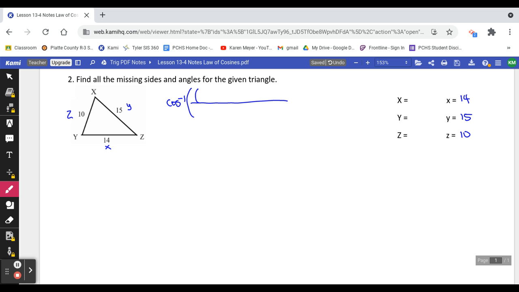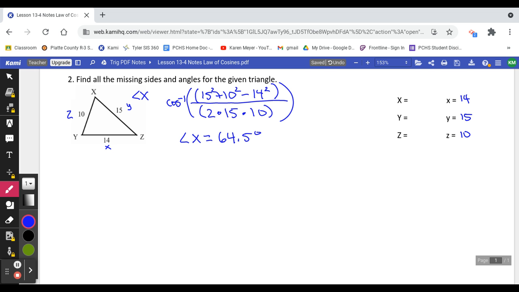Add the two sides that are not X's. So that would be 15 squared plus 10 squared. And you always subtract the side that matches the angle. Since we're doing this for X, we're going to subtract 14 squared. And on the bottom, we're going to do 2 times the two sides we added together. Type that one into your calculator, and make sure you come up with angle X to be 64.5 degrees.